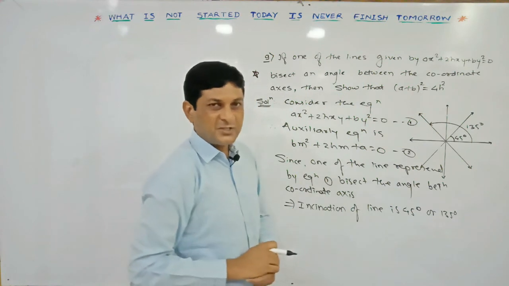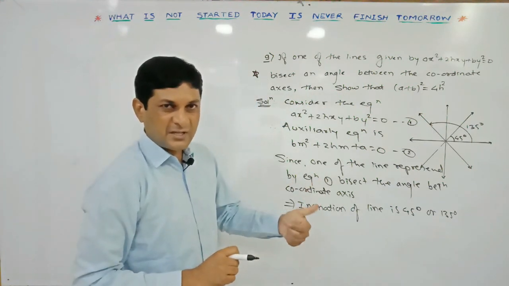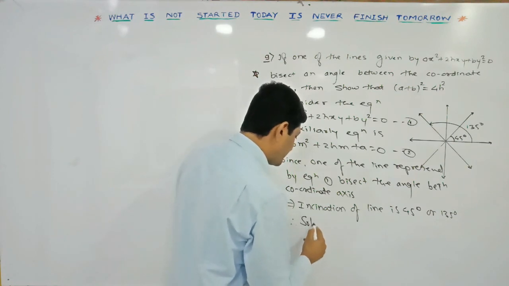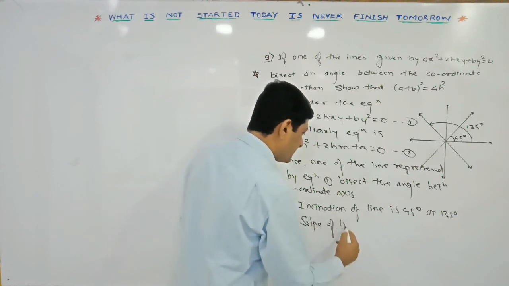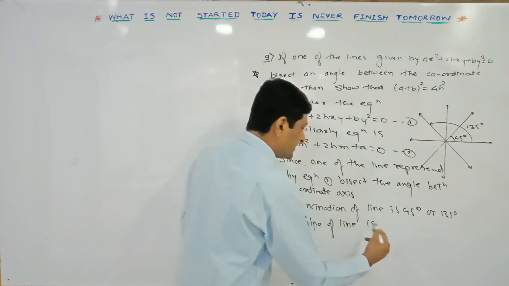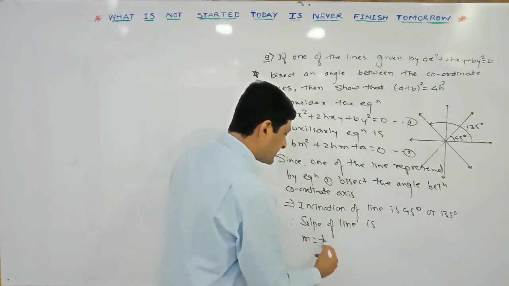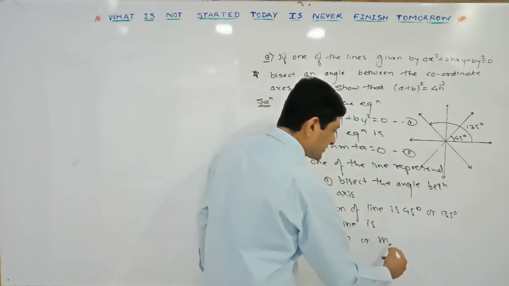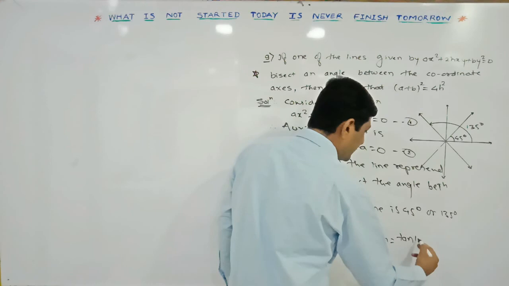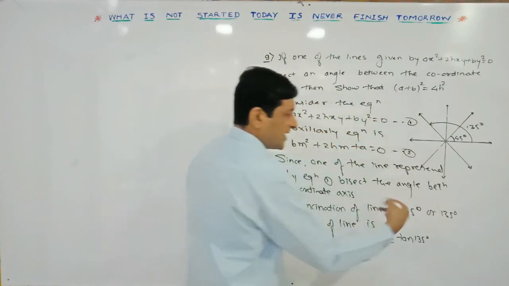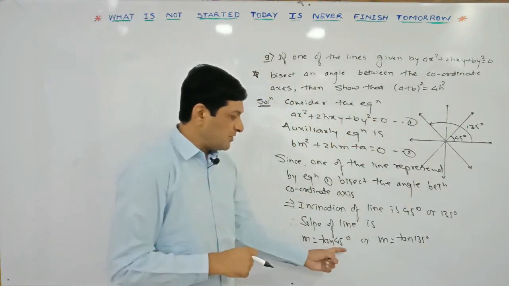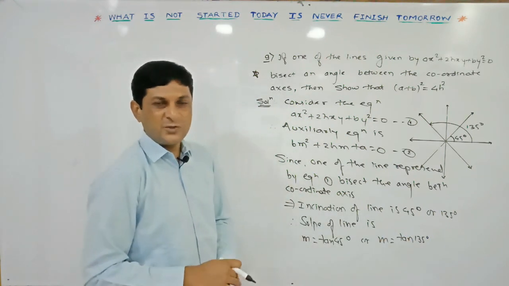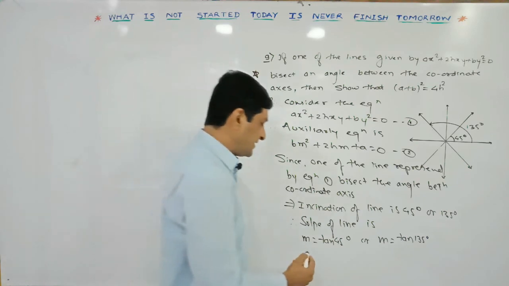So either this inclination is 45 degrees or 135 degrees. Therefore the slope of the line is m equals tan 45, or we can say m equals tan 135. Since we are getting two possibilities here, the possible inclination is 45 degrees or 135 degrees, so we get two different values of slope which satisfy this condition.